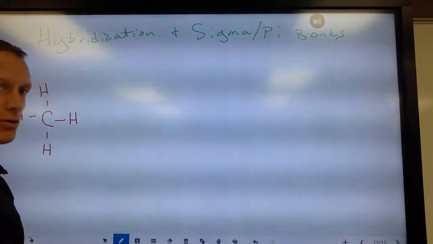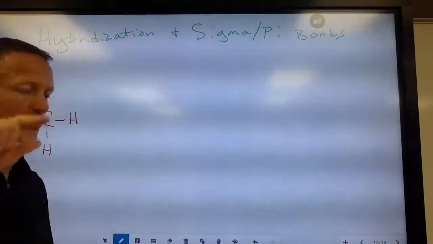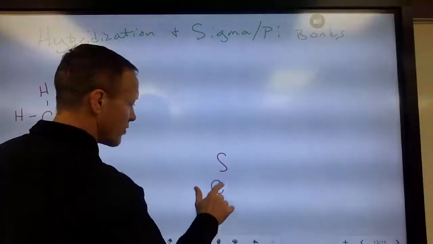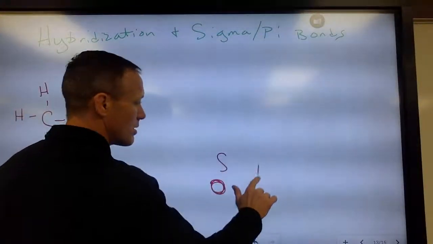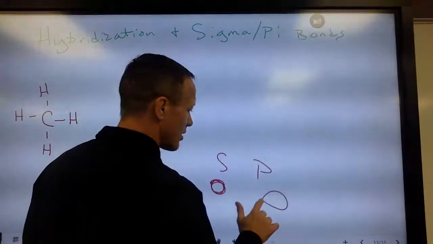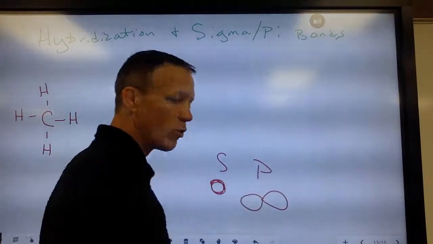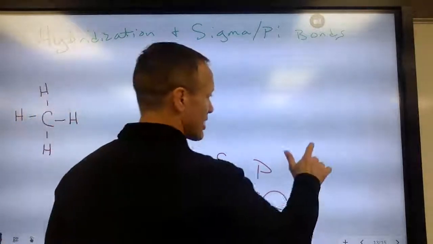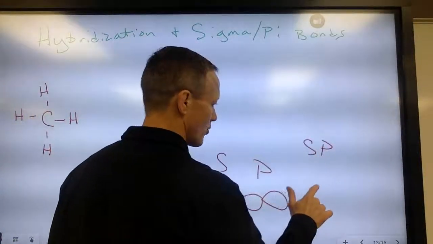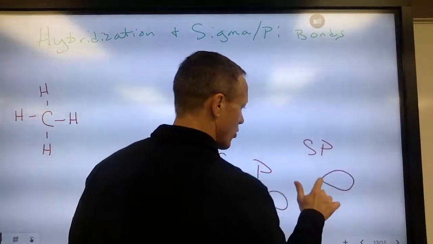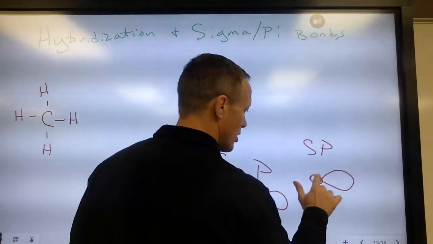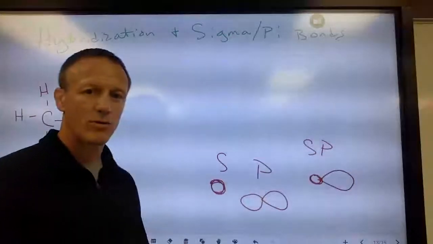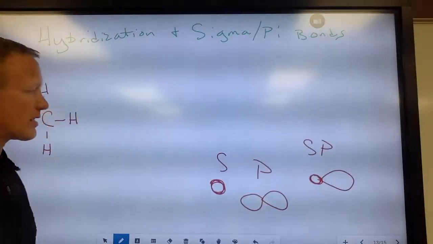So you have S orbitals that are spherical in shape. P's are kind of lobe shaped. So they're going to hybridize and make what's called an SP hybridized orbital, where you have that lobe. So you have an S and part of a P, where you have this orbital that's intermediate between an S and a P in terms of energy.